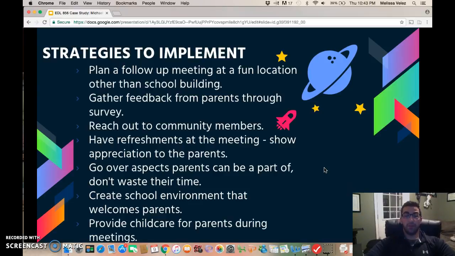And then lastly, being a father, provide childcare for parents during meetings. In most households, both family members, mother and father, work. Usually nowadays they're not traditional hours. It's not 9 to 5 anymore. It's nights, it's weekends, it's during the day. So we have to be able to accommodate the parents as much as we can.